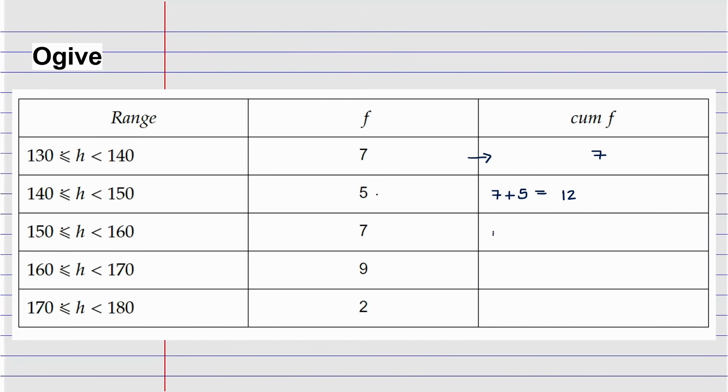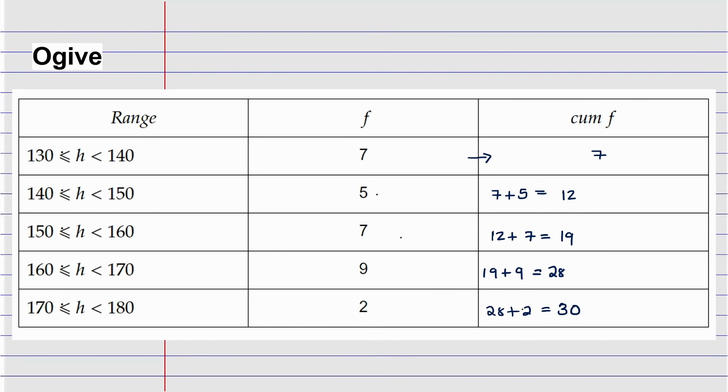Then to get this term, it's going to be 12 plus this term, so 7. You're going to say 12 plus 7, and you get 19, right? Then for this term, the cumulative frequency is going to be 19 plus 9, and if you say 19 plus 9, you get 28, right? And then the last one is going to be 28 plus 2, which is equal to 30.